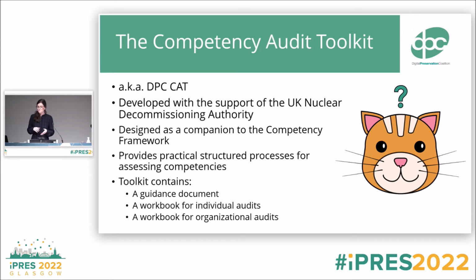So it provides practical, structured processes for assessing competencies, and the toolkit itself contains 3 items. It has a CAT guidance or CAT guide, which gives an overview of what it is and steps to get started, and the 2 workbooks, one of them being for an individual audit, the other one being for a wider organizational audit.